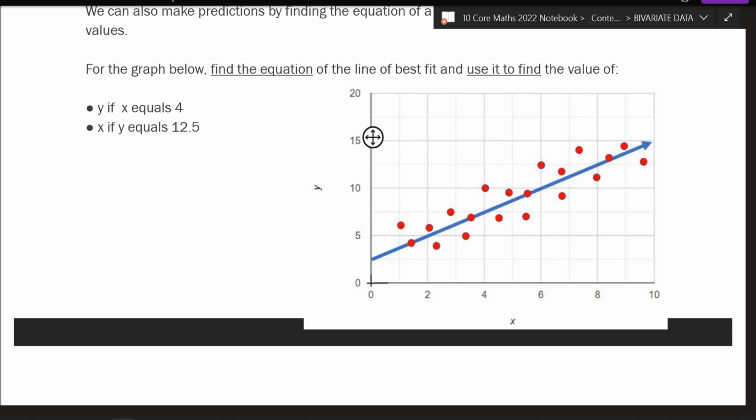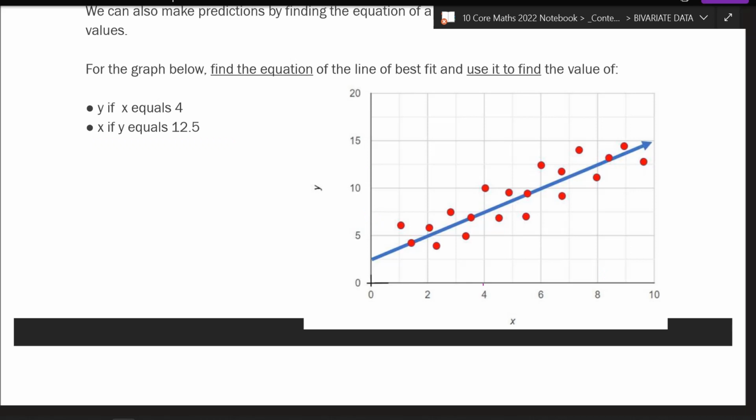Now you can obviously see there, if x is 4, y would be here, which is there, but we don't know what that value is, okay? So we need to use an equation. And same thing, if y is 12.5, which I assume is here, it should be 8, okay? But let's prove it using the equation.